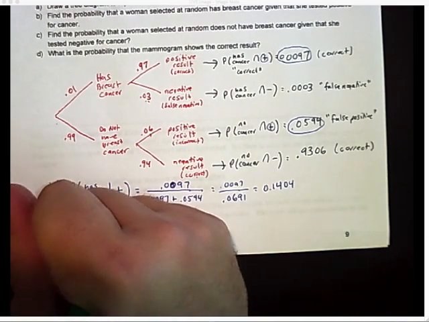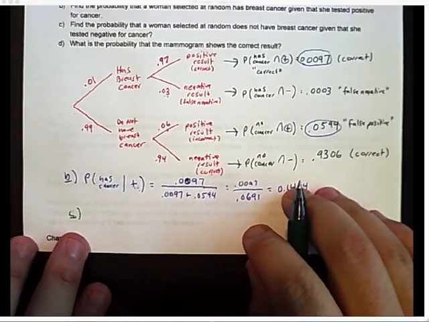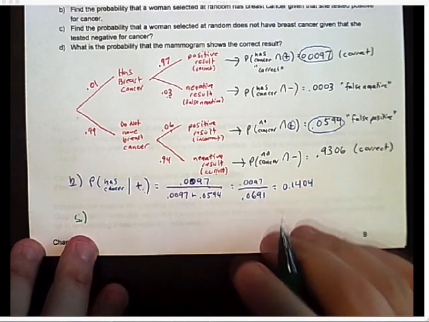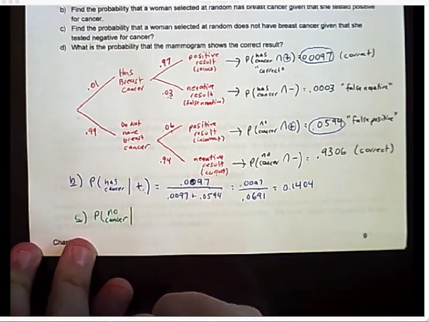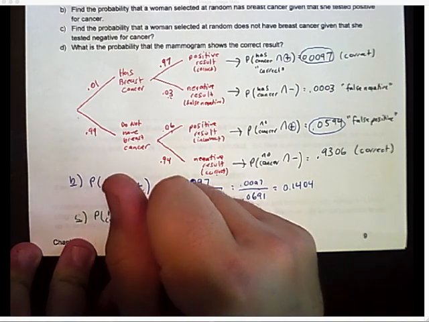So, all right, let's do part C. It says, find the probability that a woman selected at random does not have cancer, so no cancer, given that she tested negative.